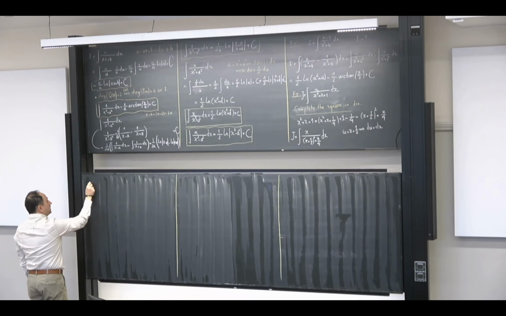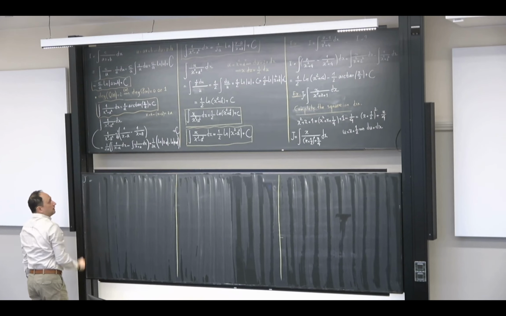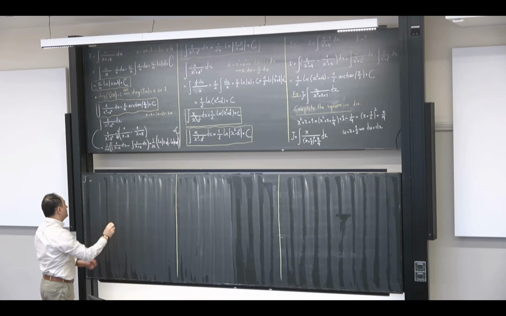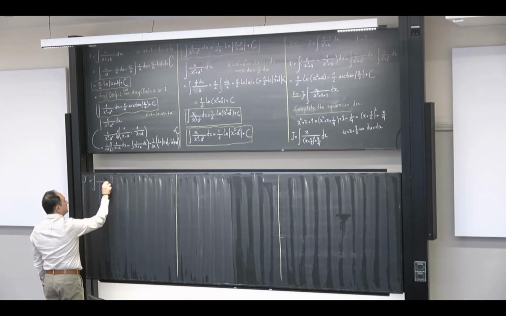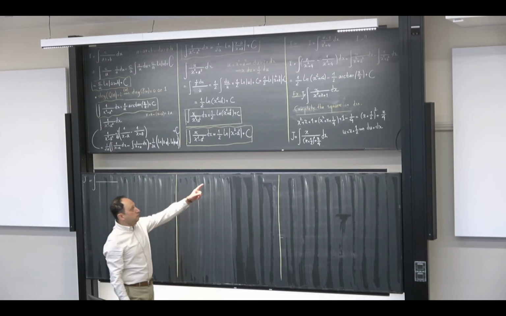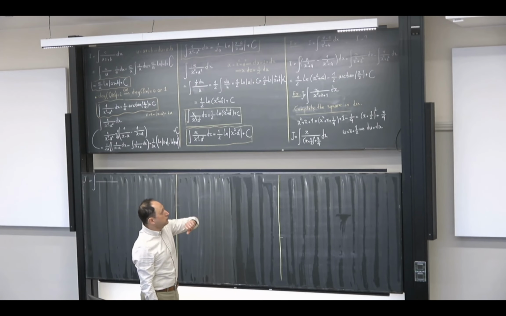Therefore j becomes what? Okay, I have to rewrite everything in terms of u. Be careful about that point. So x plus 1/2, I took it as u, so it becomes u squared.